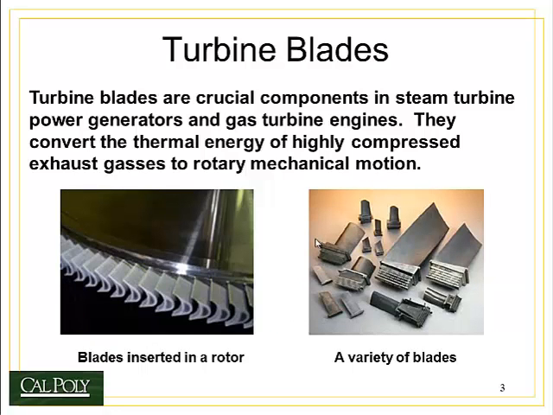Well, here's what some blades look like. These are turbine blades over here, a variety of different sizes of blades. You can see they come in very small sizes. Those would be the very first high pressure turbine blades, all the way back to very large, what are called low pressure turbine section blades.